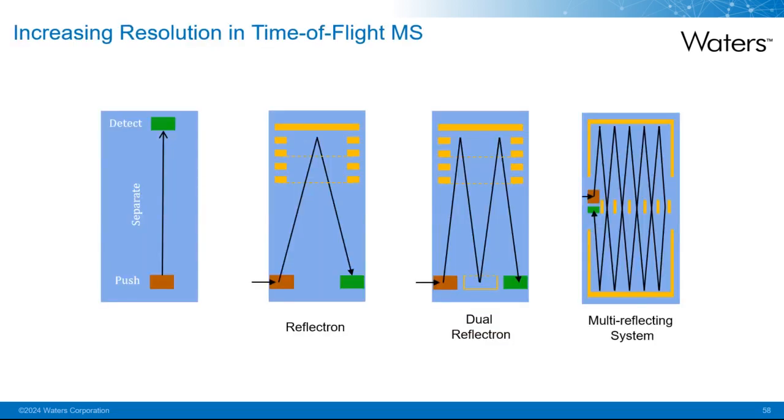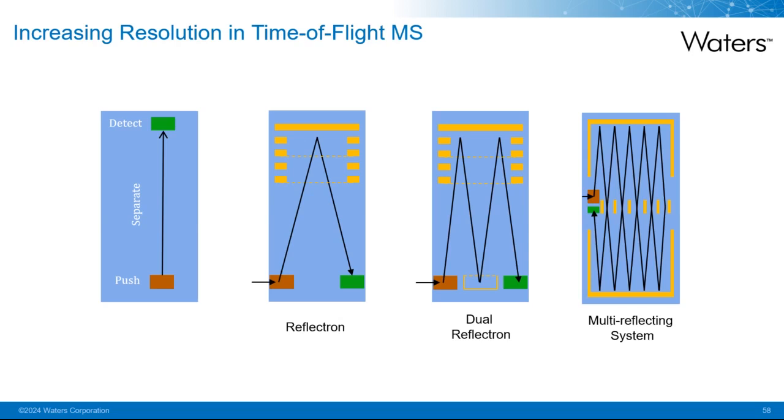Just wanted to show as well that if we make the time of flight longer, then we can get more mass resolution, with many TOF systems using orthogonal extraction to push the ions as they enter the TOF region of the instrument. This allows us to couple a continuous ion beam with the inherently pushed technique of time-of-flight mass spec.